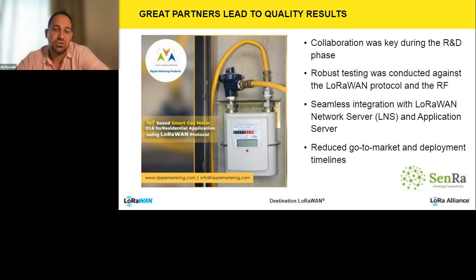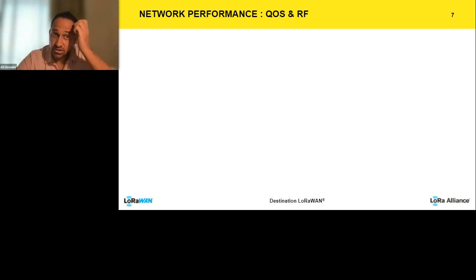then led into even seamless integrations with our LNS, their application server, and kind of this whole onboarding of the devices prior to deployment. So it worked really well, and what that resulted in was a reduced go-to-market and deployment timeline. To kind of give you some insight on how successful we were, I'll go through three more slides.